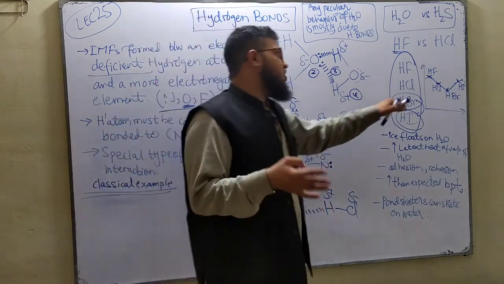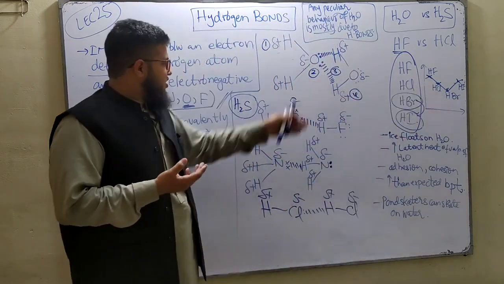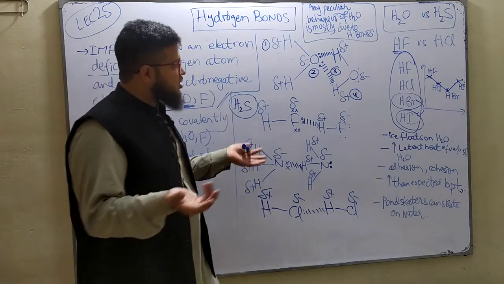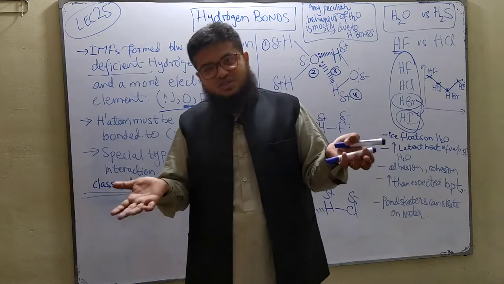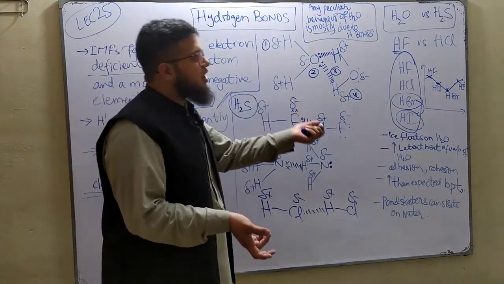If you have to compare HF and HCl, I've compared them already: HF has hydrogen bonds and HCl has permanent dipole interaction. So HF, since it has hydrogen bonds, and hydrogen bonds are the strongest intermolecular forces, therefore HF will have the greatest melting point.